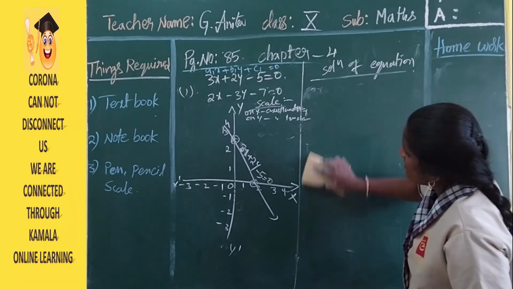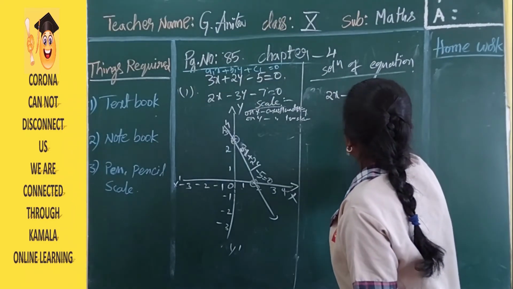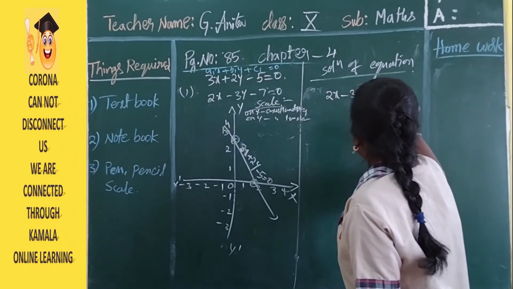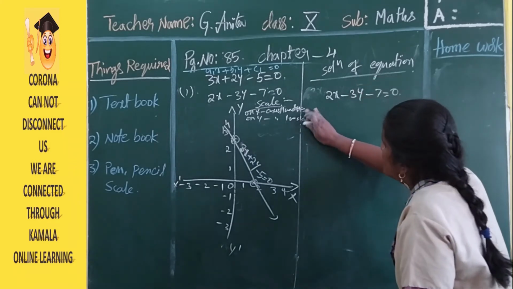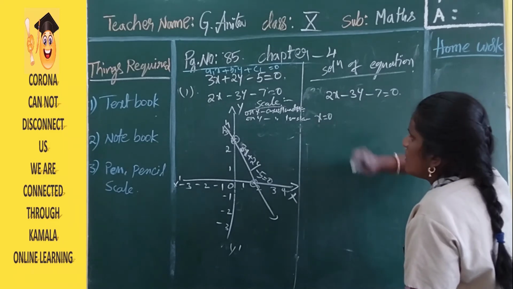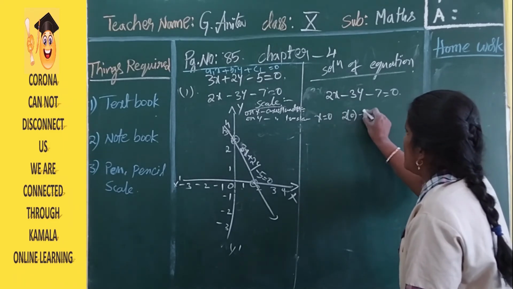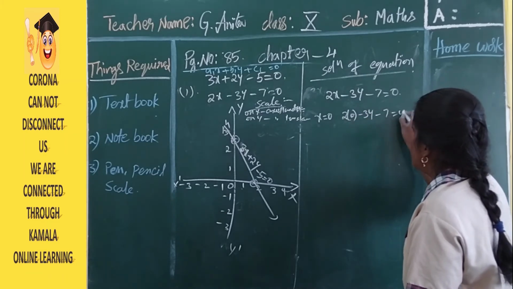How can you find other equation solutions? First take the equation 2x minus 3y minus 7 is equal to 0. I will tell you a simple method: first take x as 0. In place of x we are substituting 0, so minus 3y minus 7 is equal to 0.